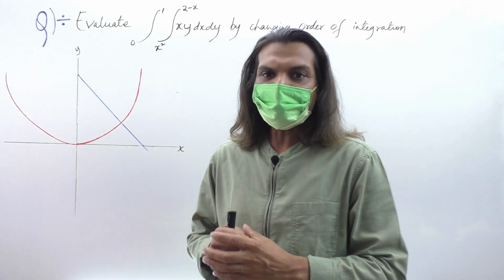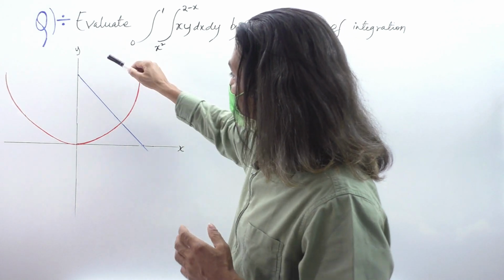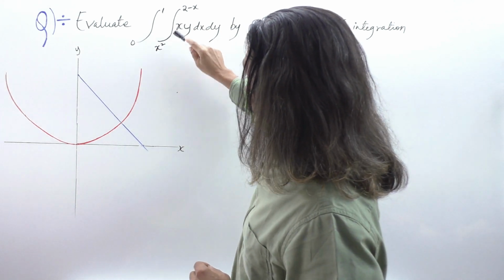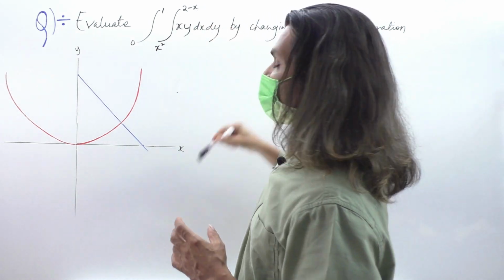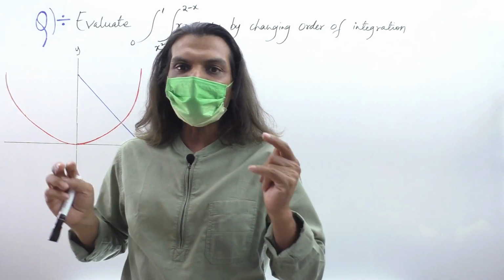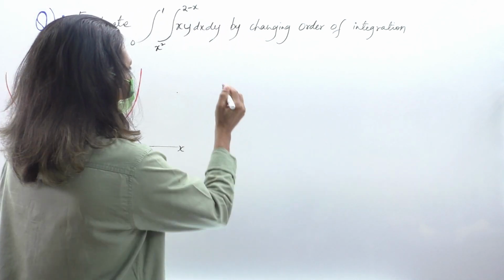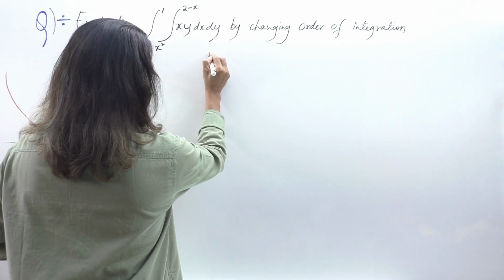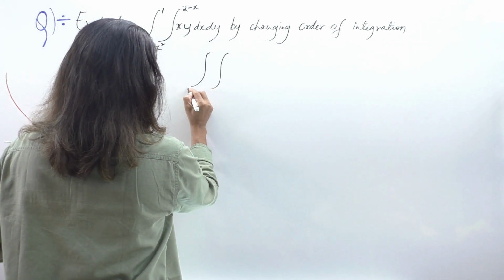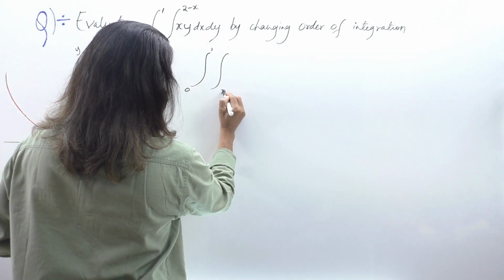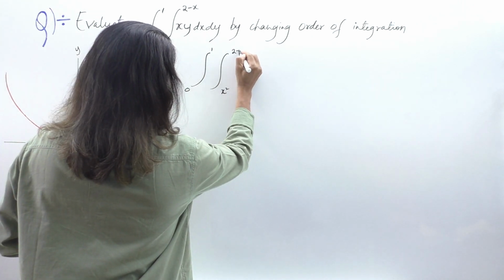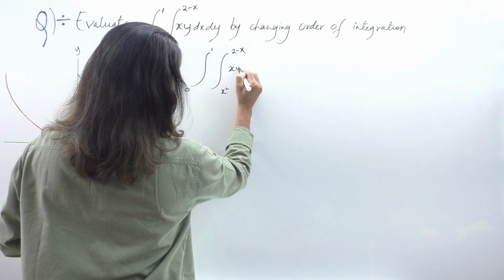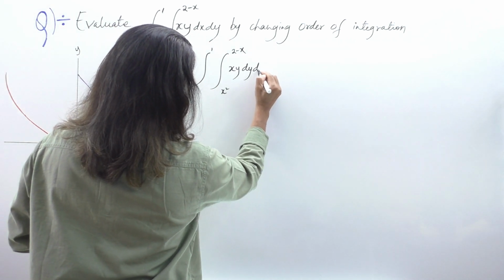The next problem which we are going to solve is: evaluate the double integral, 0 to 1, x squared to 2 minus x, xy dy dx, by changing the order of integration. So now let's analyze this question. We have a double integral, one is 0 to 1, the other is x square to 2 minus x, xy dy dx.